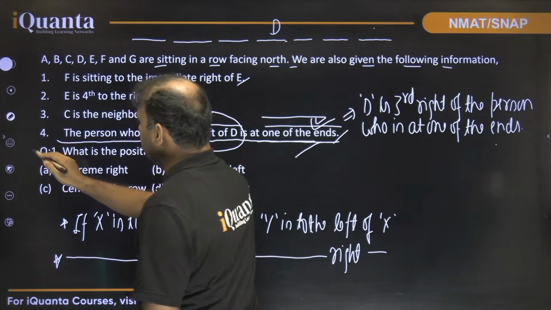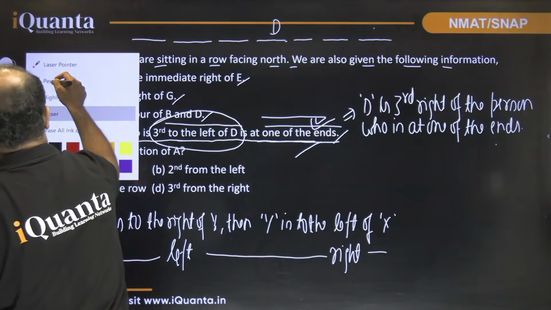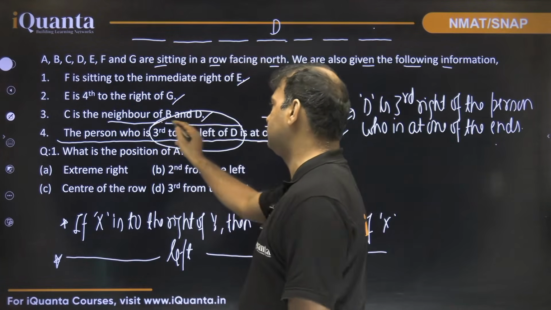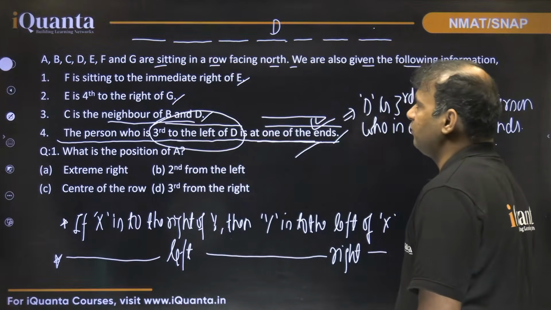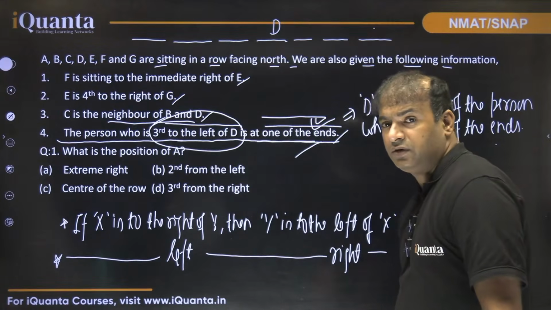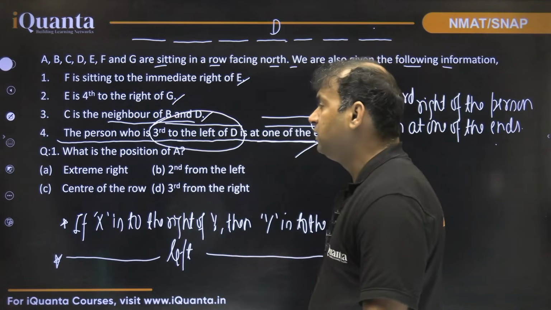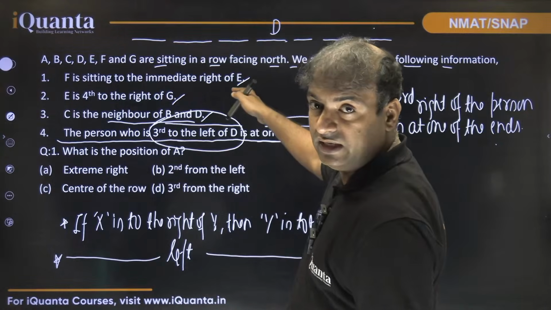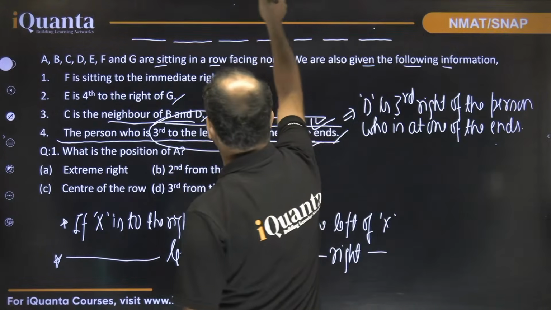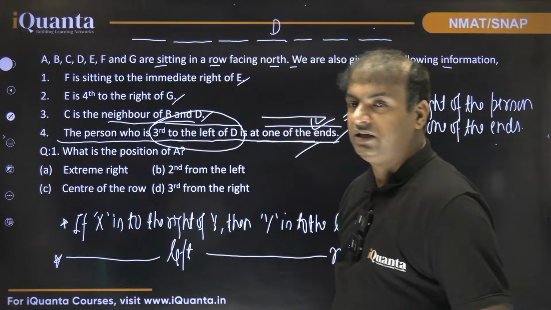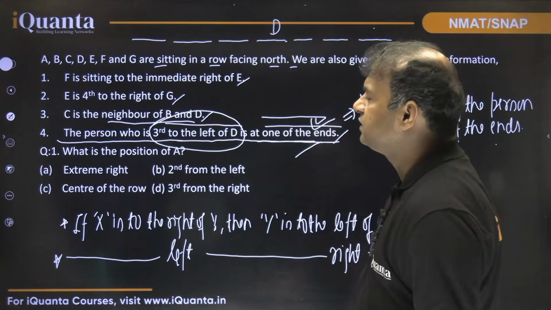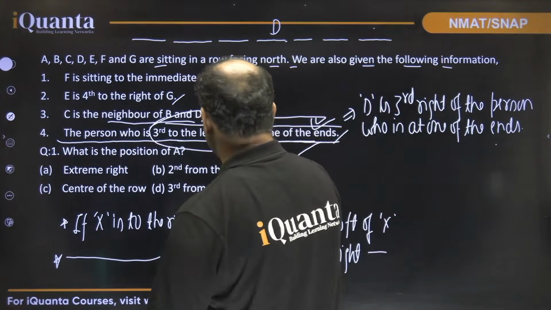We have fixed only D so far. Now, do we have any other information about D? We have one more: C is a neighbor of B and D. That means C is an immediate neighbor of B and D both. We have only drawn D, so C could be either here or here. That will take us to 2 arrangements. We can think with respect to this, or we can think something else as well. Let's look at the other 2 pieces of information.